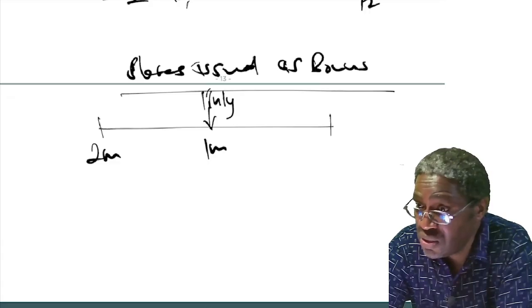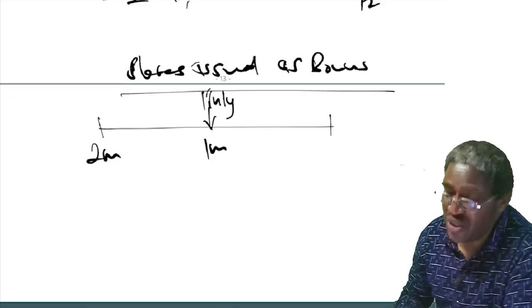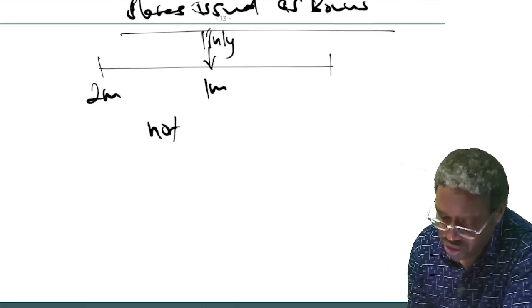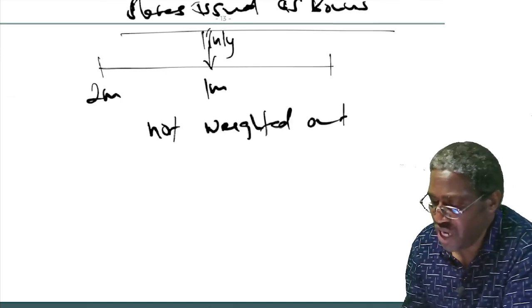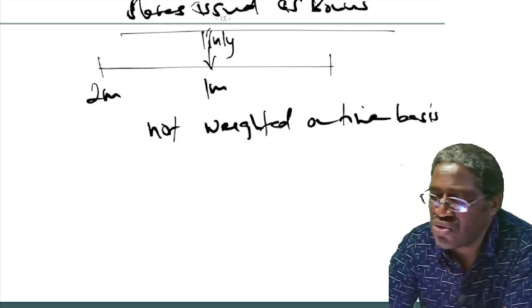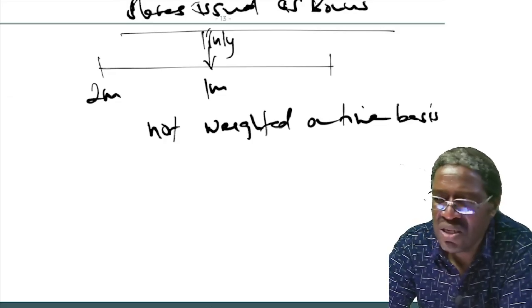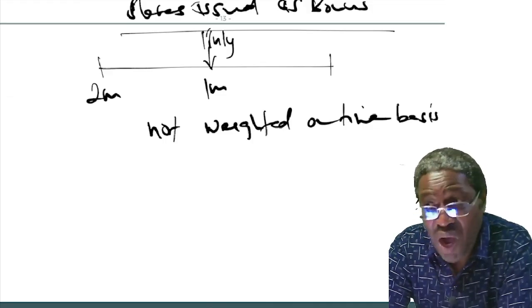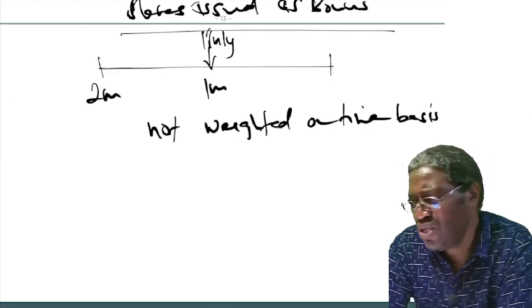So the point is this. When shares are issued as bonus shares, the point is they are not weighted on time basis. It does not matter whether you issued them in between the year or at the end of the year. No, you don't multiply that by 6 over 12, 9 over 12. Why? Because we have said no money came in, no new funds came into the business.